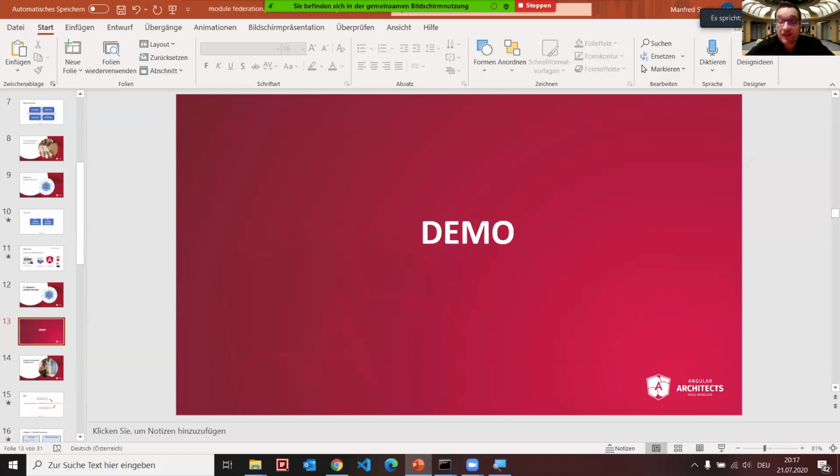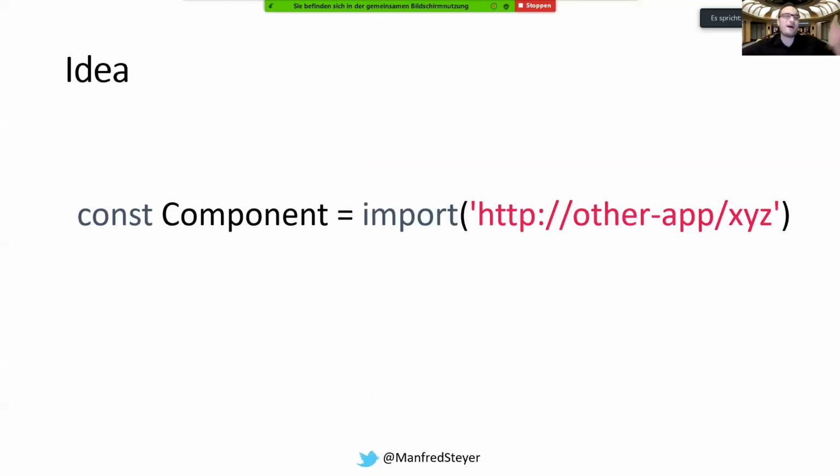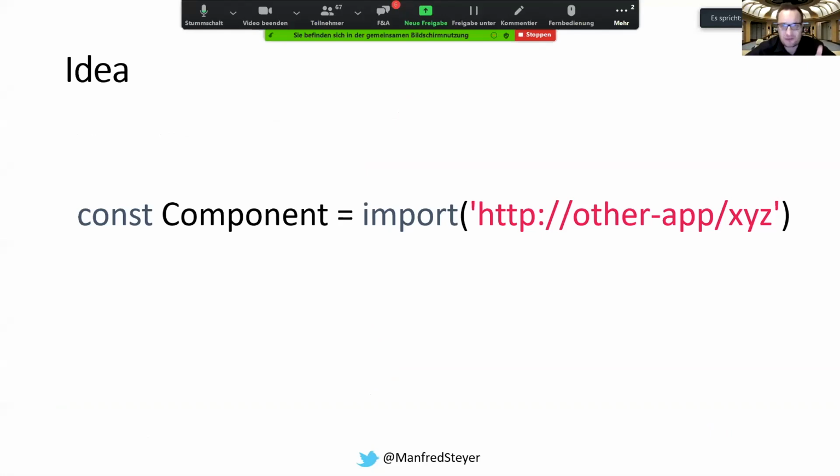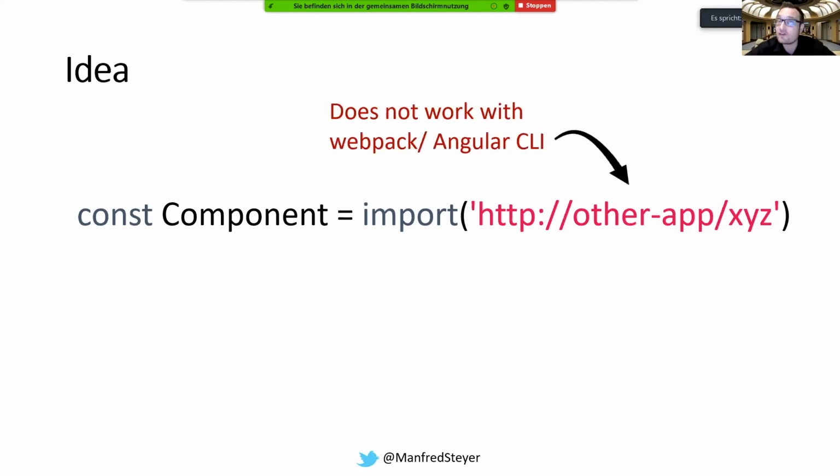So in order to understand module federation, we have to answer this very question here. How is it possible to load separately compiled code at runtime? Perhaps you're saying now, well, that cannot be that difficult because, you know, we have this import statement, this dynamic import, which came with ECMAScript 2017. And even before we had require, AMD require and Node require. So it cannot be that difficult to use those mechanisms to point to another origin and to load something from there. But the thing is, when using Webpack, and so when using the Angular CLI, this does not work.